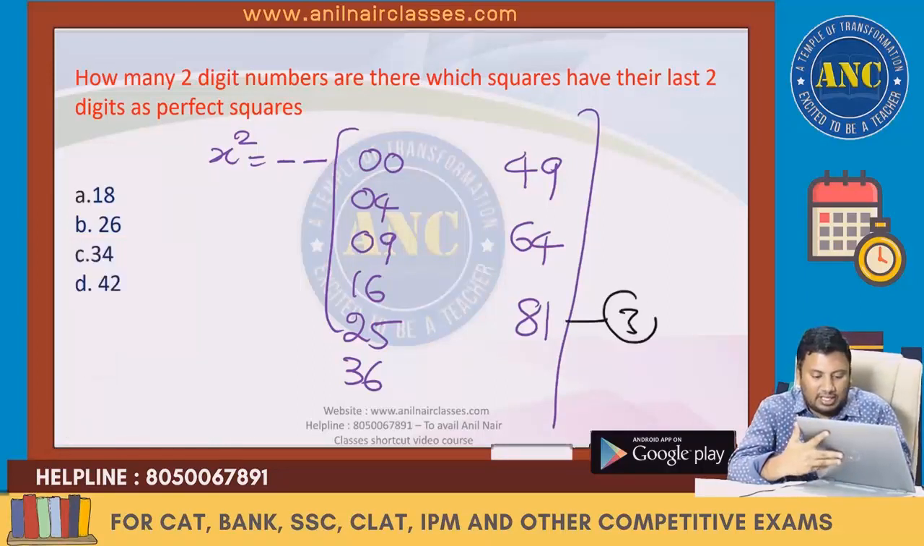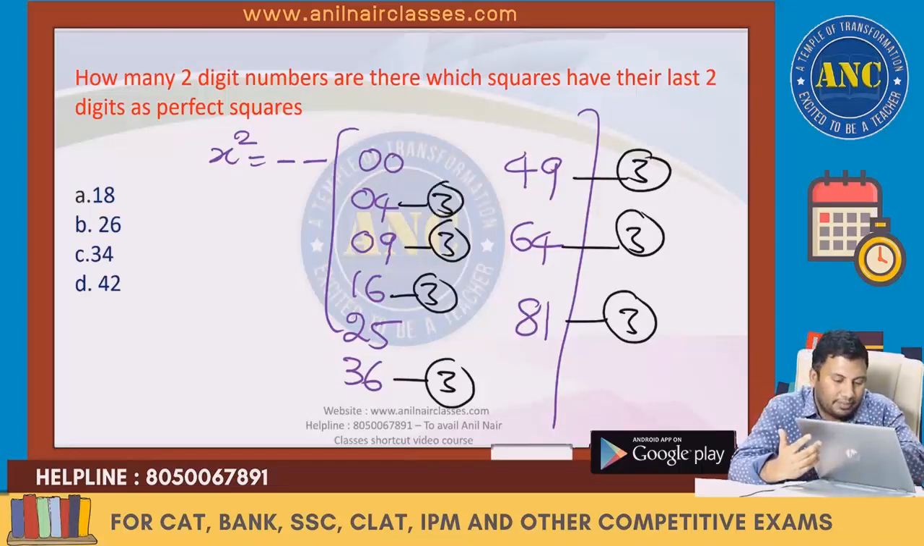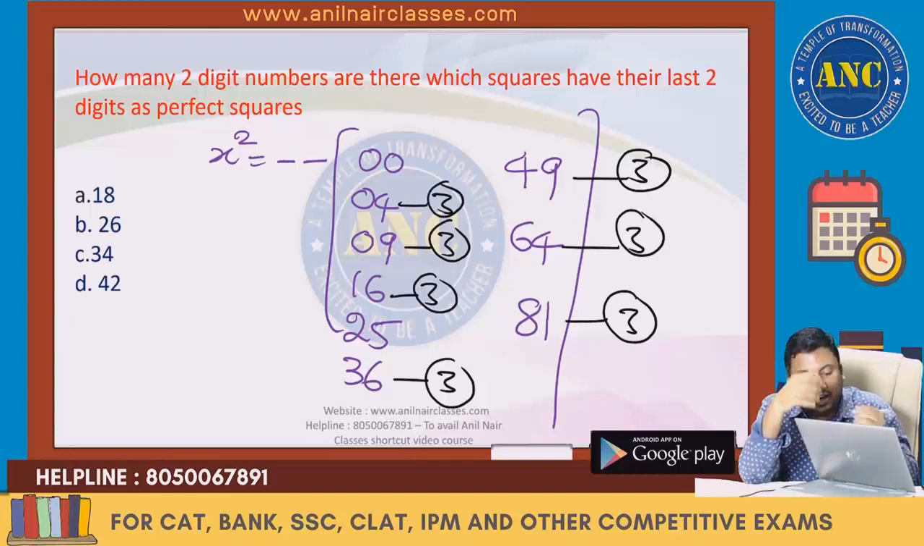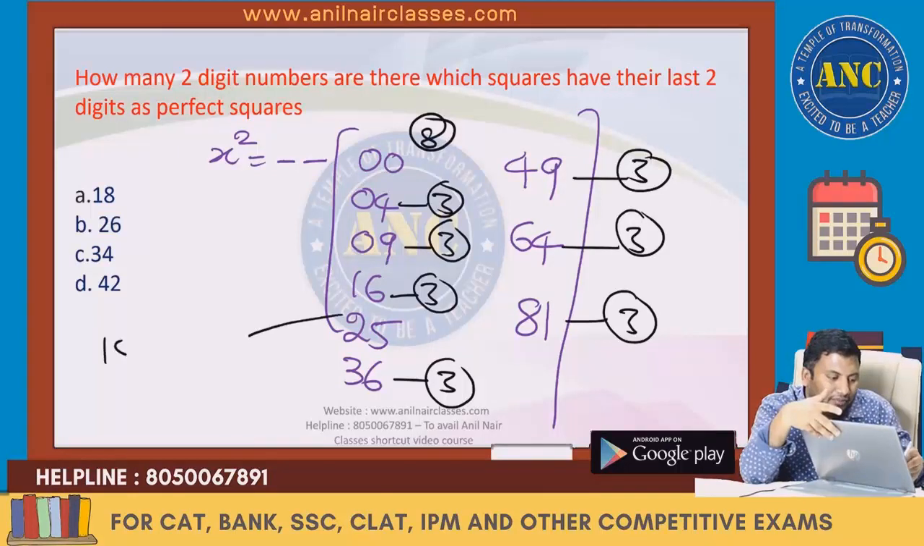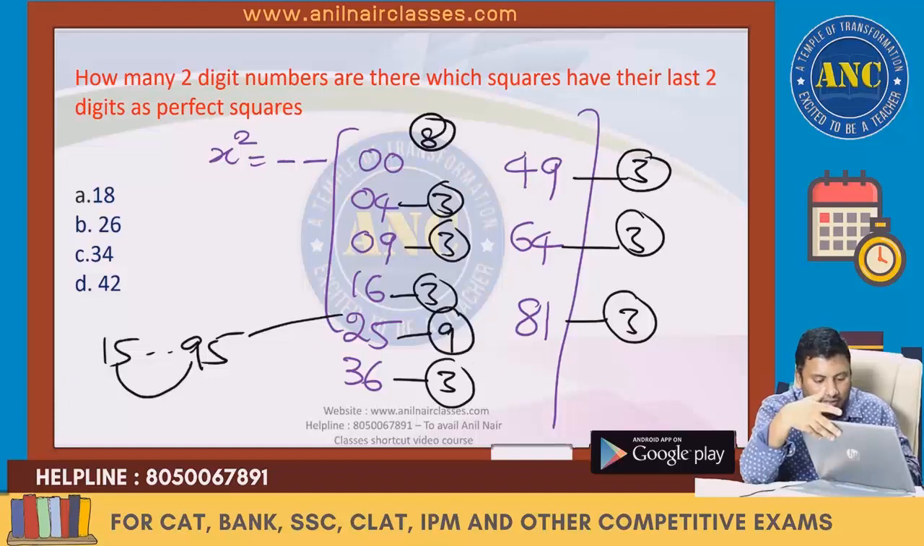Here 3 cases, here 3 cases, here 3 cases. Here it is 20 square, 30 square. Here I will get 2 to 9, 8 cases. 25: from 15 to 95 cases. These are nothing but 9 cases.